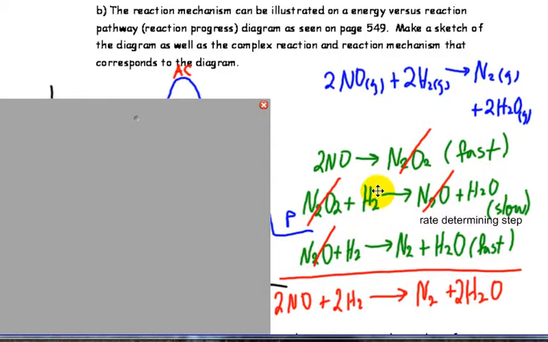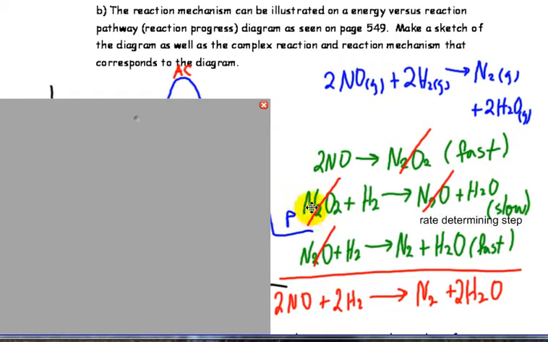And you'll see that you're left with 2NO plus H2 plus H2 gives me 2 H2s, N2, 2 water molecules. So you see I get the overall reaction here after these intermediates cancel out. And it's believed that this is a fast reaction, this is a slow one, and this is a fast one.